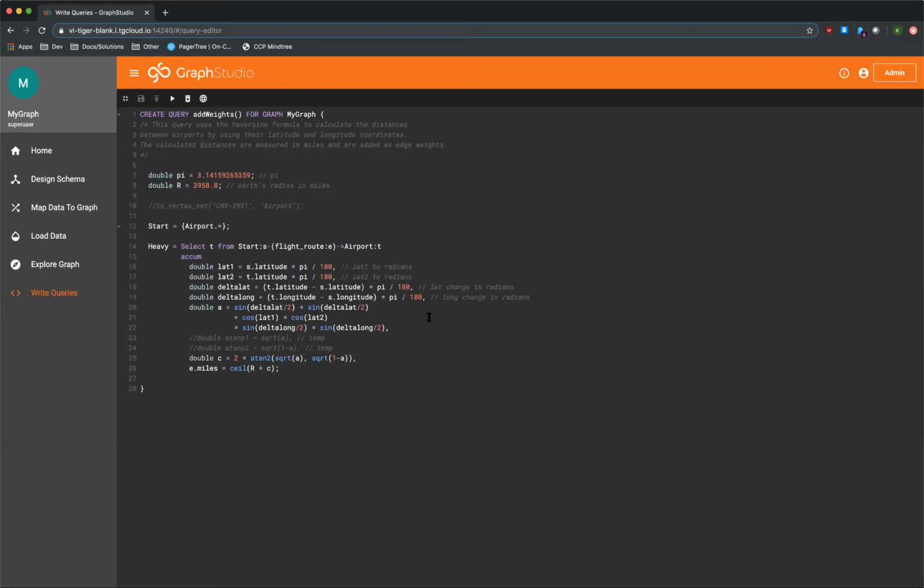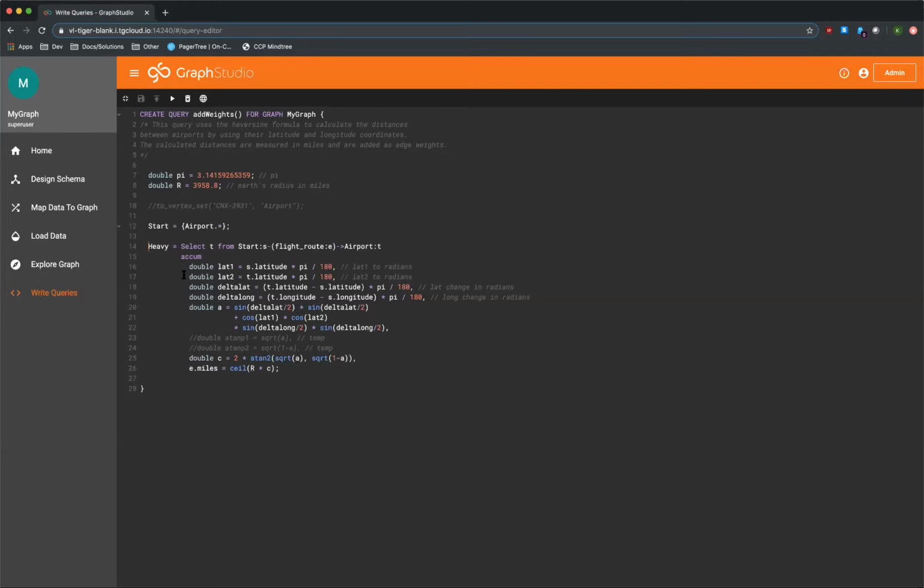So what this does in brief, I'll skip the line that says start equals airport dot star. That says we're going to consider every airport. And then the next line, we are selecting that pattern: from start, from any airport across any flight route to any other airport. So it's really covering every route. And then for every pair of airports, from an airport to another airport, apply this formula using the latitude and longitude of the source and destination.